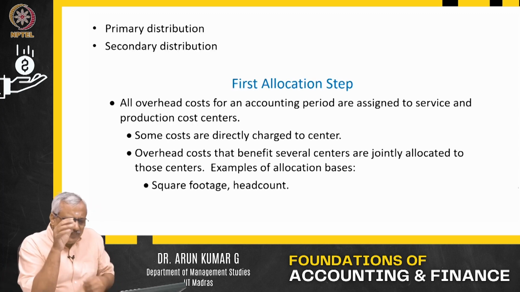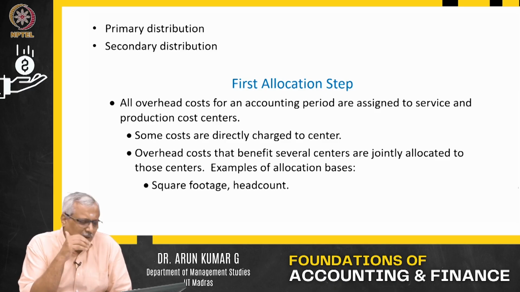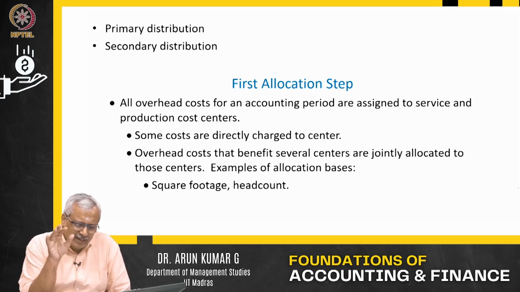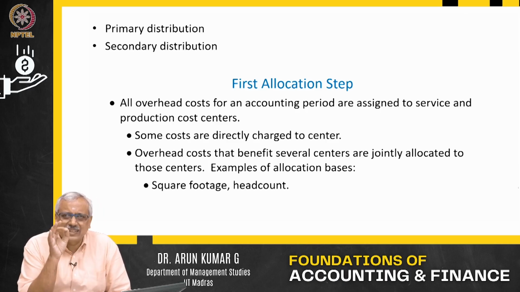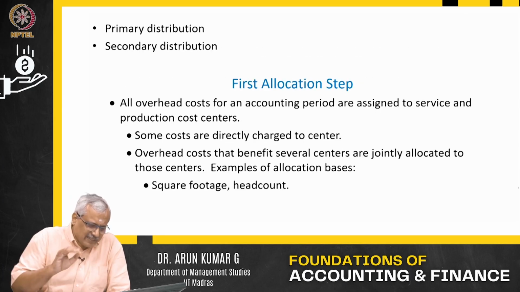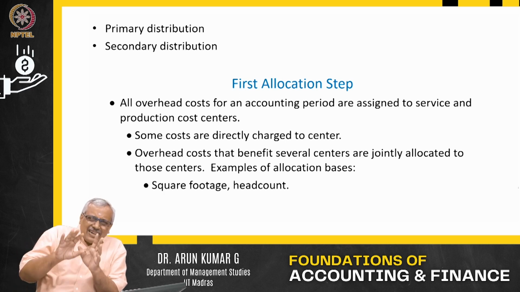Normally, when all the costs are divided between the production and service departments, we call it primary distribution, and then we go in for a secondary distribution. That is the first step in allocation. All overheads for an accounting period are assigned to service and production centers. That is what I stated in this slide also, and I am restating the same thing. All these costs are distributed.